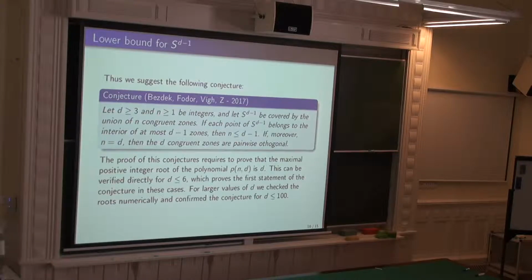So this is the conjecture, that this is actually true for all dimensions. It is proved to be true for at most 6 dimensions, because then the polynomial equation can be solved explicitly, and we numerically checked it for up to 100 dimensions, but we highly think that it works in all dimensions.